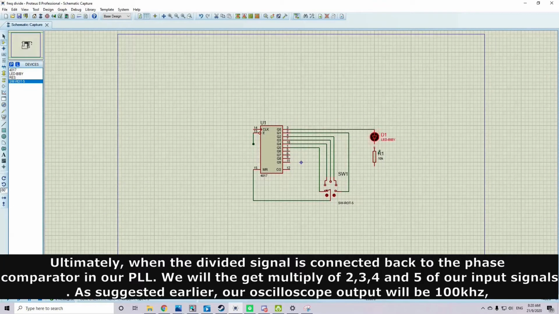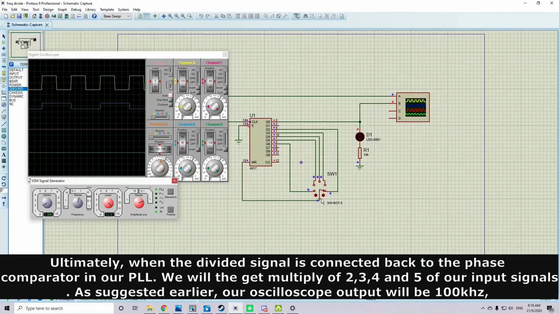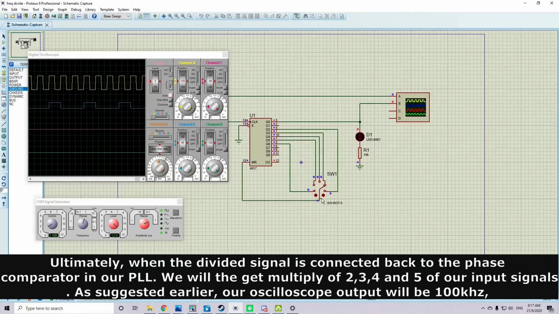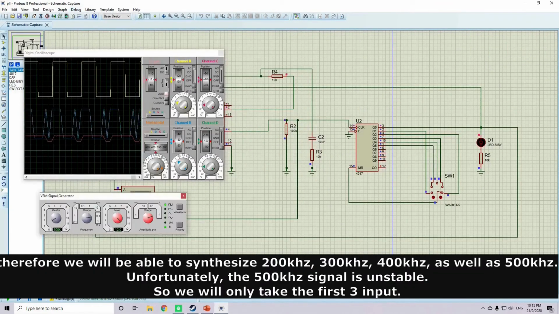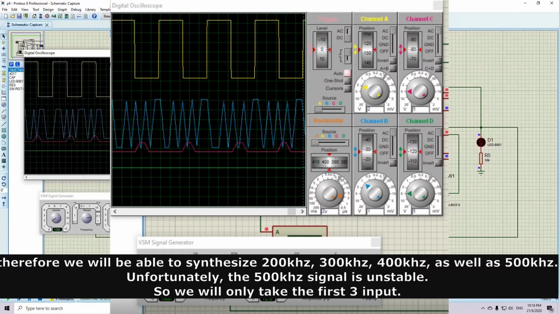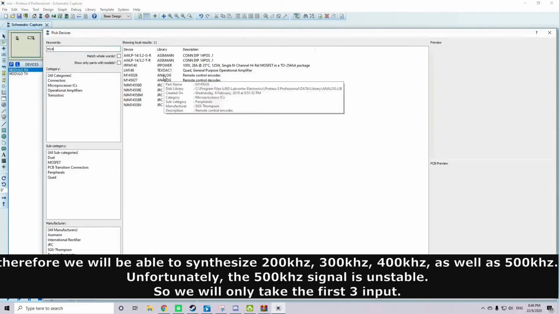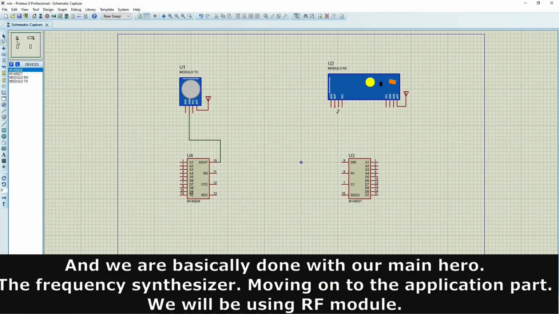Ultimately, when the divided signal is connected back to the phase comparator in our PLL, we will get multiples of 2, 3, 4, and 5 of our input signal. As suggested earlier, our oscilloscope output will be 100 kHz. Therefore, we will be able to synthesize 200 kHz, 300 kHz, 400 kHz, as well as 500 kHz. Unfortunately, the 500 kHz signal is unstable, so we will only take the first 3 inputs. And we are basically done with our main hero, the frequency synthesizer.